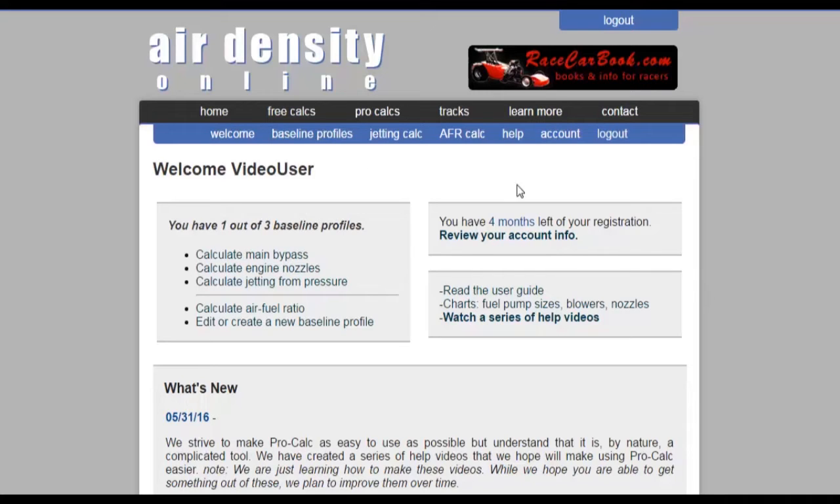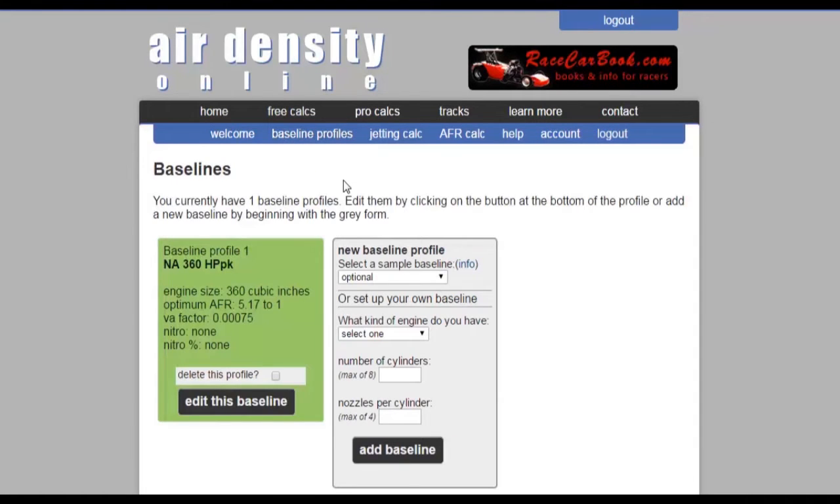To start out, we're going to go to our baseline profiles mode, and what we're going to demonstrate is a combination for a 360 cubic inch engine, and it's at the horsepower peak, so that'll be with a high speed, and the air-to-fuel ratio is a little over 5:1. Again, that would be typical for a high output engine.